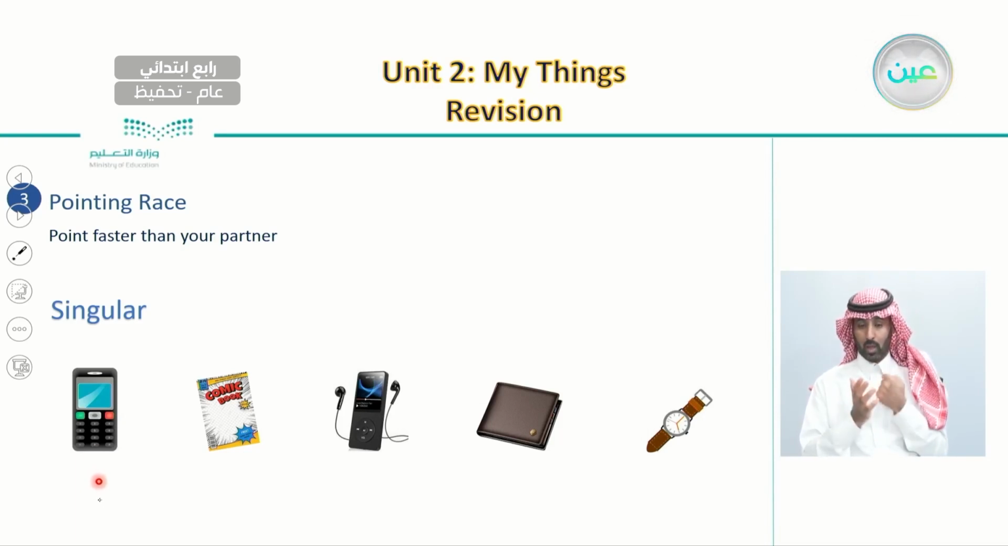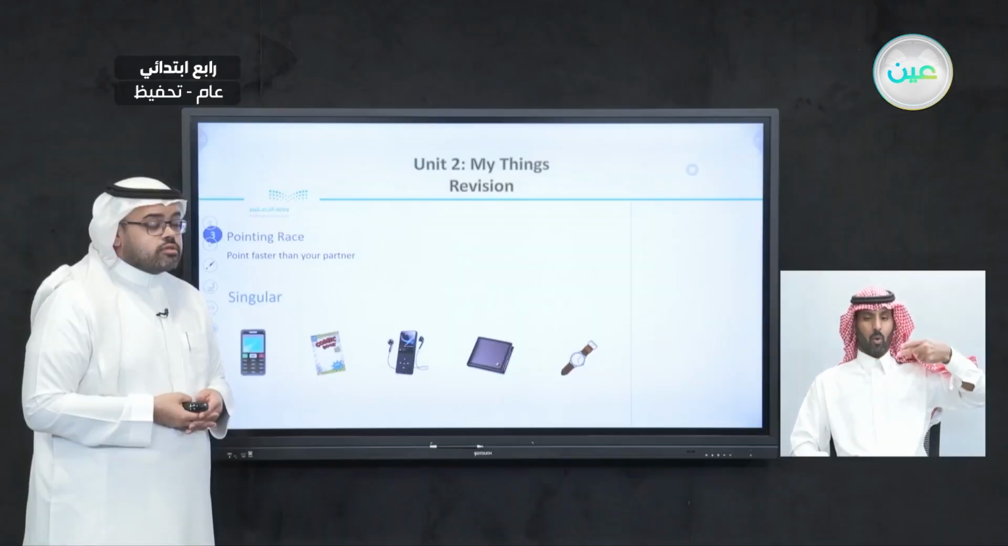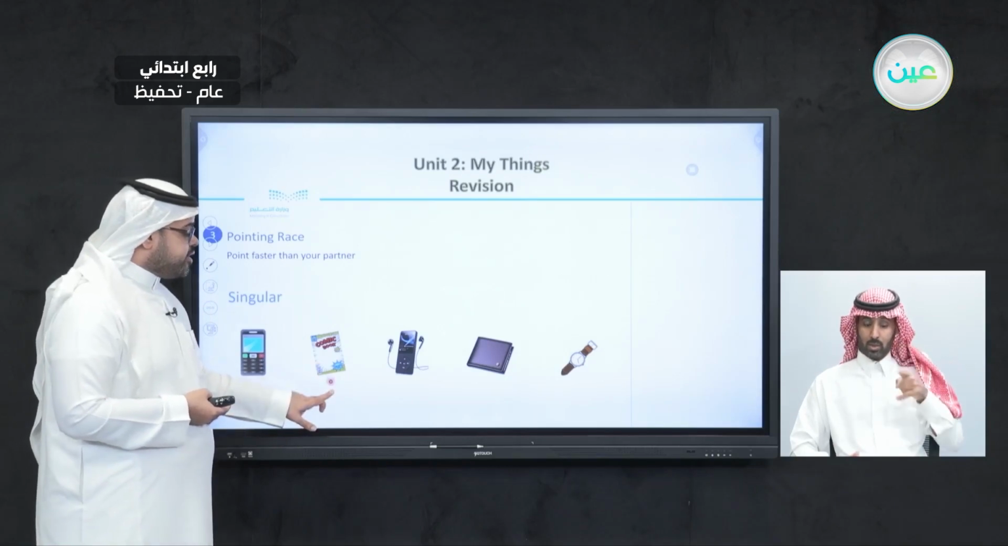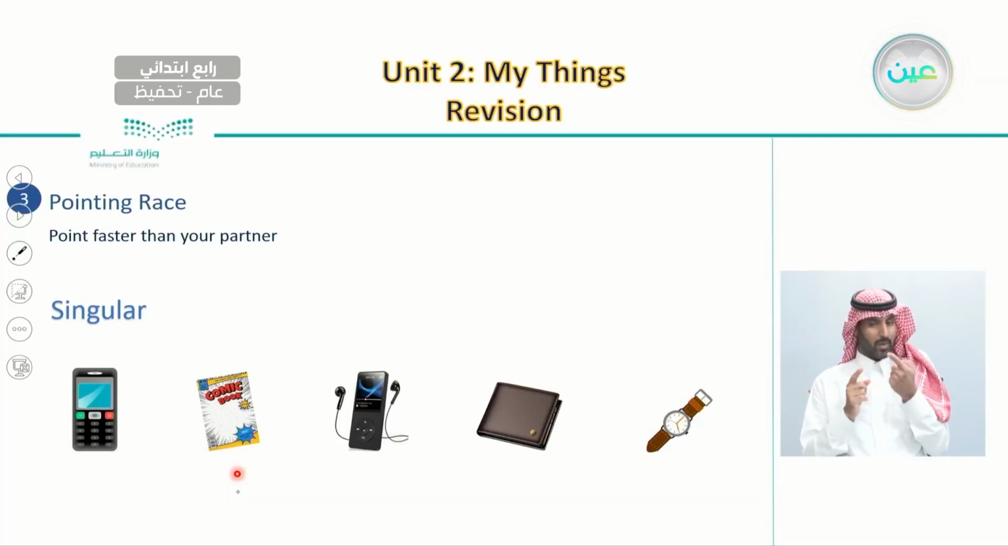Now I'm expecting the answer to be, point first and say it's a phone. It's a phone. Now another example. What is this? Now I'm expecting the answer to be it's a comic book. It's a comic book.